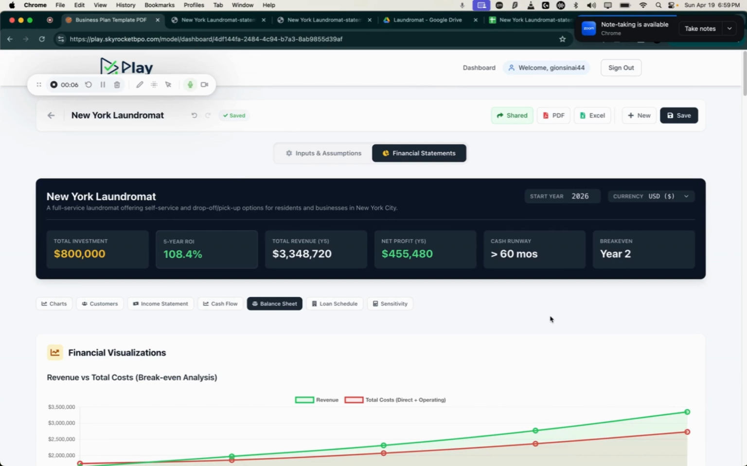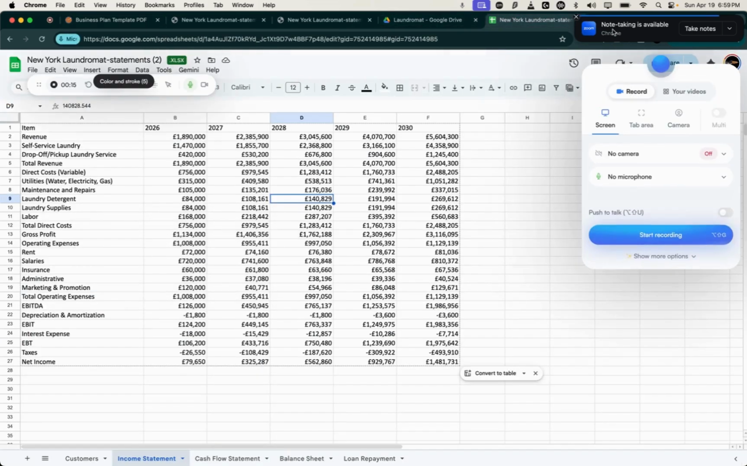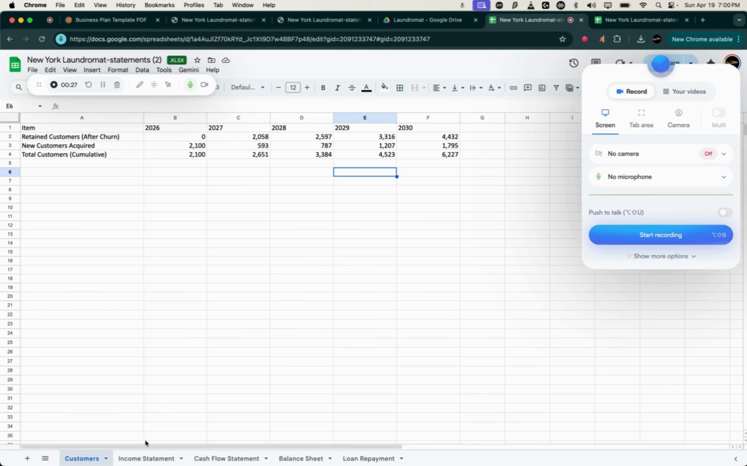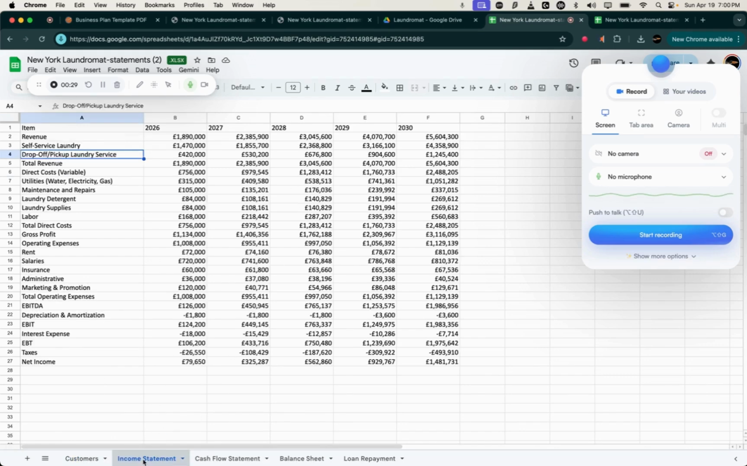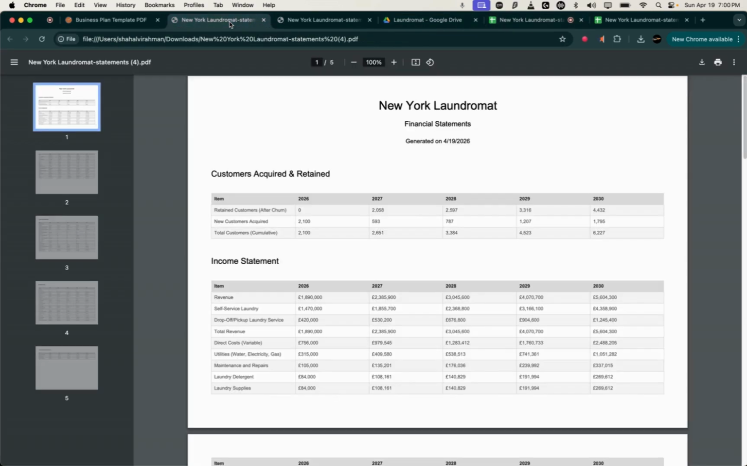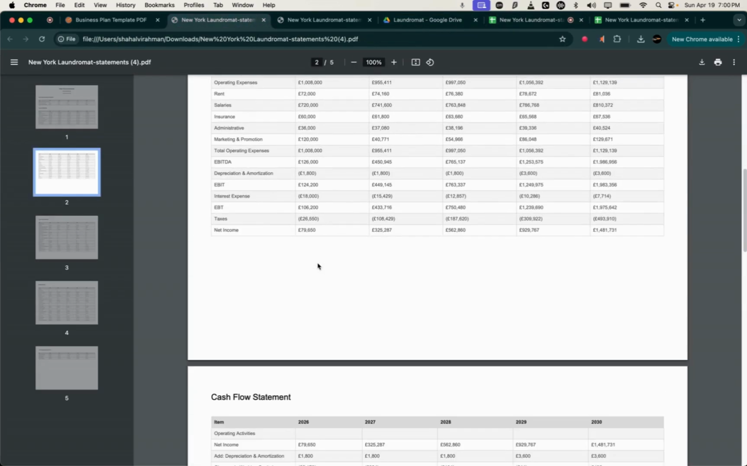Now, one of the questions that might come to your mind is, how do I export this to PDF or Excel? So you just need to click on PDF or Excel in here, and it's gonna look something like this. For example, this is the Excel export of the income statement. So we have customers acquired, number of customers acquired, income statement, cash flow, balance sheet, and loan repayment. You can also export in PDF, and the PDF is going to look something like this.